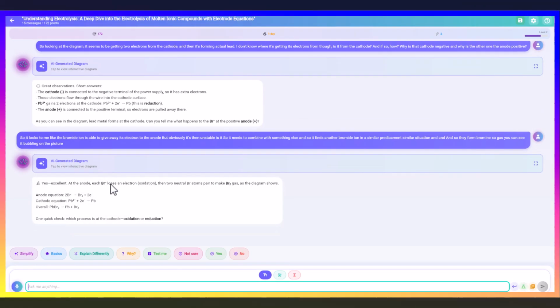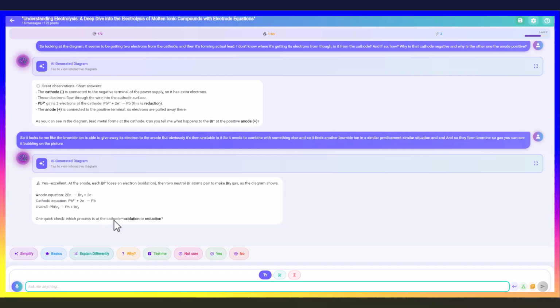At the anode, each bromide ion loses an electron, then 2 neutral bromine atoms pair to make the gas. So anode equation is that, cathode equation is that overall. One quick check, which process is at the cathode?